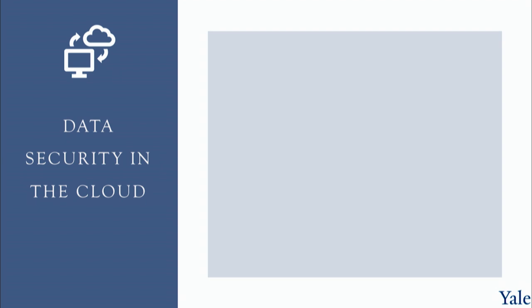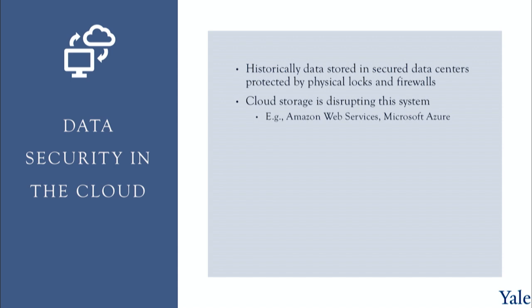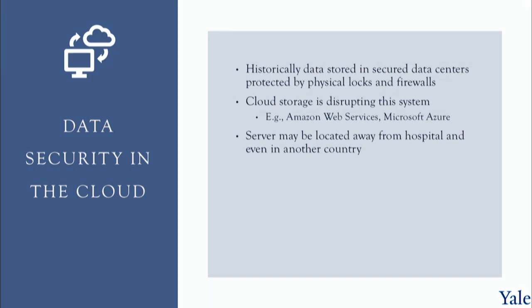Complicating things, and this is the final slide of this segment, is we have to talk about data security in the cloud. So historically, data was stored in secure data centers in hospitals, protected by physical locks and firewalls. Now, cloud storage is disrupting the system. We have things like Amazon Web Services, Microsoft Azure, Google Cloud, and all kinds of other providers. And the server may be located away from the hospital, in fact often is, and even in another country, though regulations are beginning to stop that now.